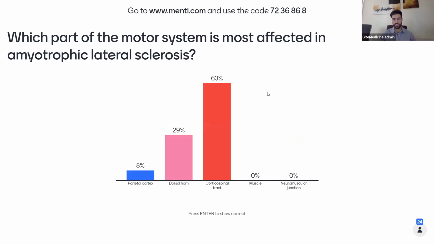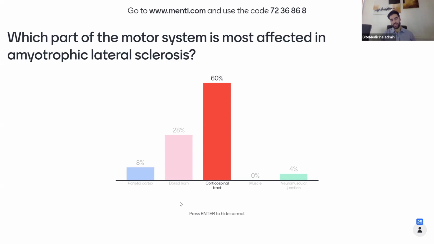Okay, so we've got a split between the corticospinal tract and the dorsal horn, a few going for parietal cortex and neuromuscular junction. So what does the dorsal horn do? This goes back to our neuroanatomy. What is the dorsal horn responsible for? Sensory, sensation, good. Is the sensory system affected in motor neuron disease? No, because it's in the name. It's a motor. It's solely affecting the motor system. So that's how we know the dorsal horn is not affected.